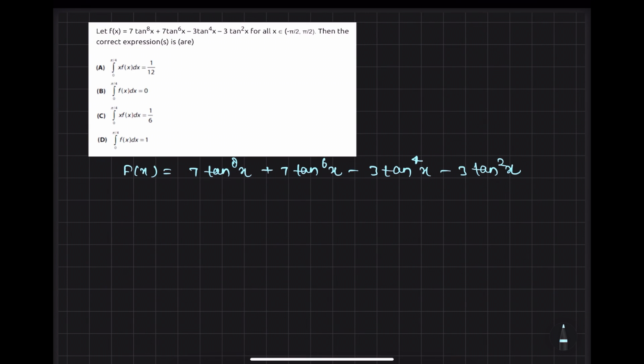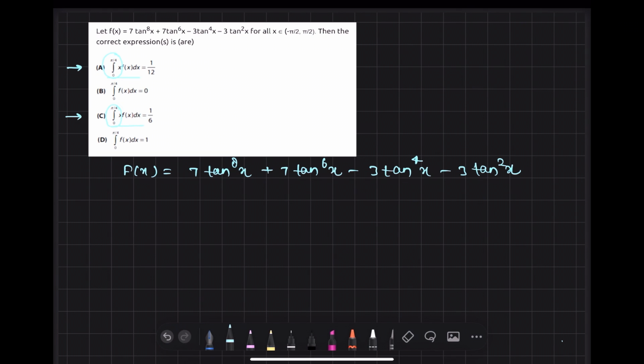So look at this, you have to integrate x times f of x in the limit 0 to pi by 4. So this is your question number 1. If you solve question number 1, you can figure out the answers between A and C.